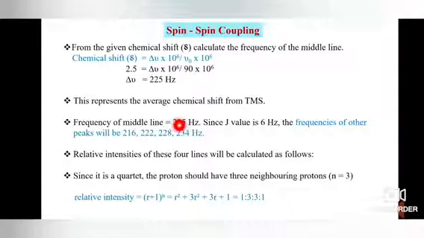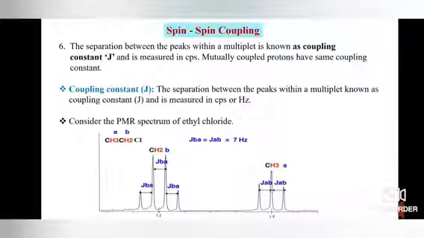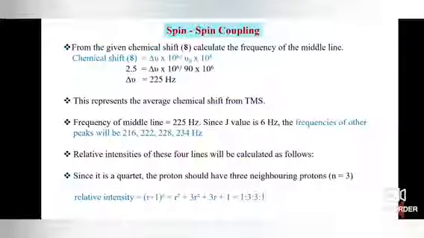As it is the middle line, this is the frequency of this middle line. For getting the frequency of other lines, it is a quartet, so you have to add 3 for this line and subtract 3 for this line. By adding 3 to 225, it is 228 hertz, plus 3 again it comes to 234.